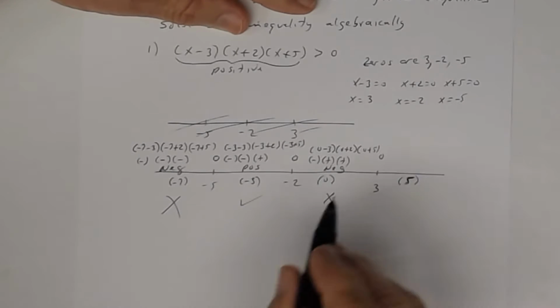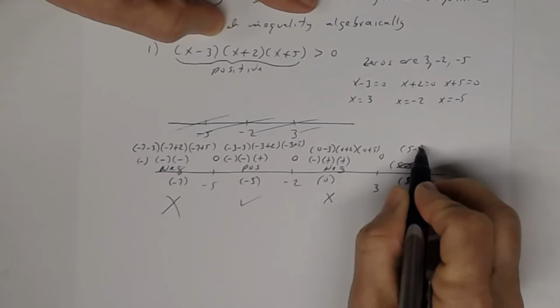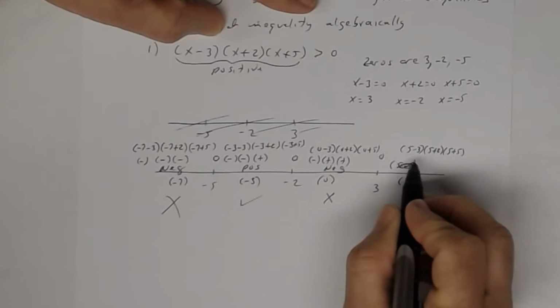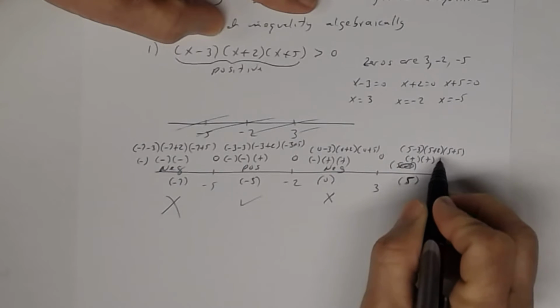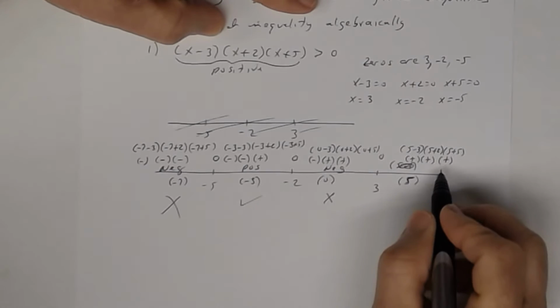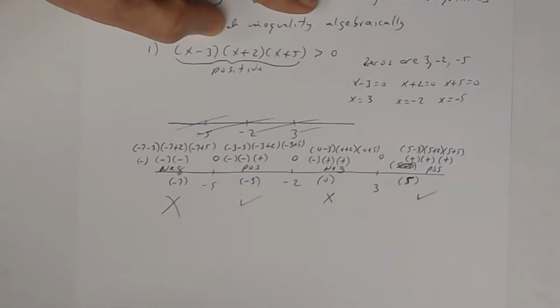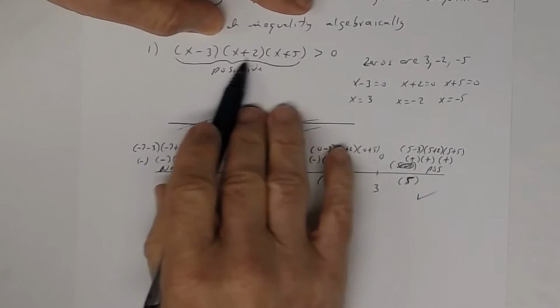We go to 5. When x is 5, I have 5 minus 3 times 5 plus 2 times 5 plus 5. 5 minus 3 is positive. 5 plus 2 is also positive, and 5 plus 5 is positive. A positive times a positive times a positive is a positive. And that's something I want, because I want this to be positive. It helps if you actually write out what kind of number you want this product to be.